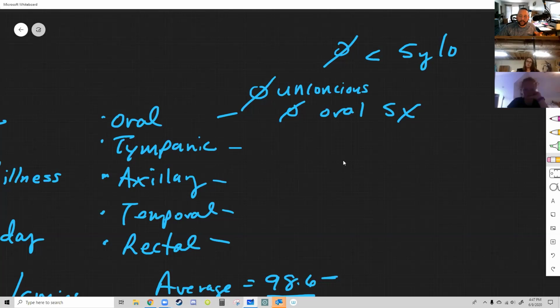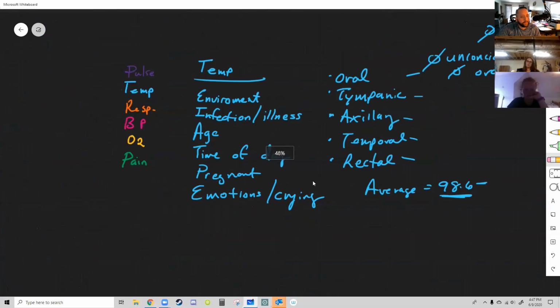And you'll probably never be using anything other than a digital thermometer, so I wouldn't sweat the glass thing. Any questions about that so far?